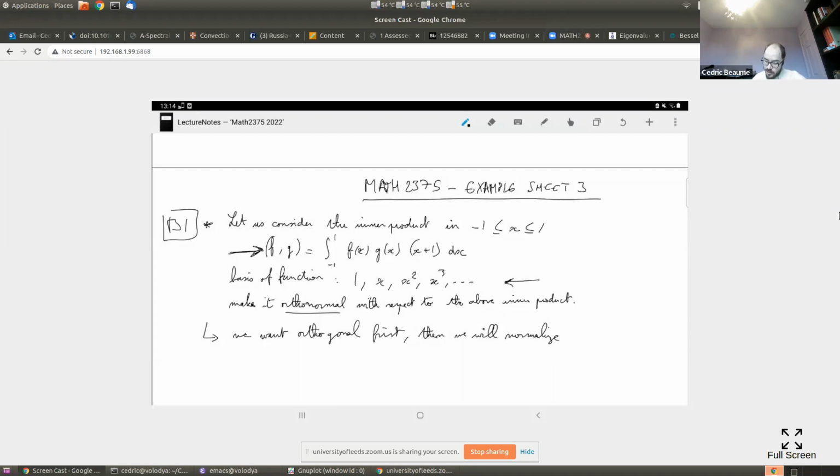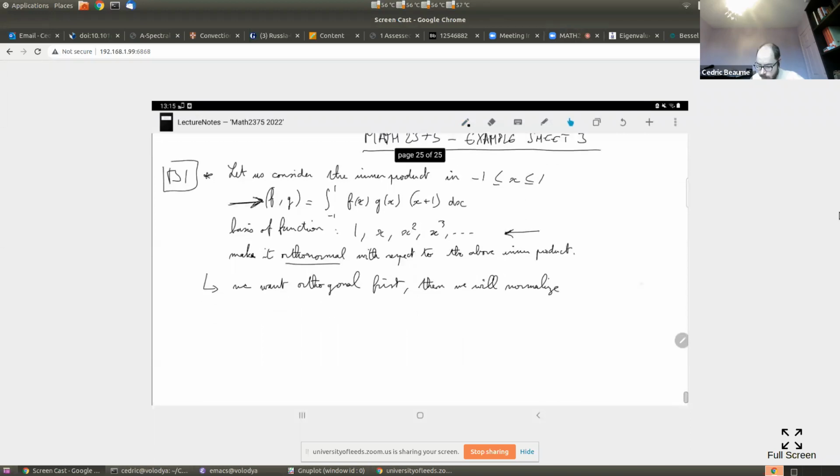Okay, so we want these to be orthogonal first, and then we'll worry about the rest after. These functions are just the monomials, right? The 1, x, x squared, x cubed. So let's have a look at the inner product of monomials.